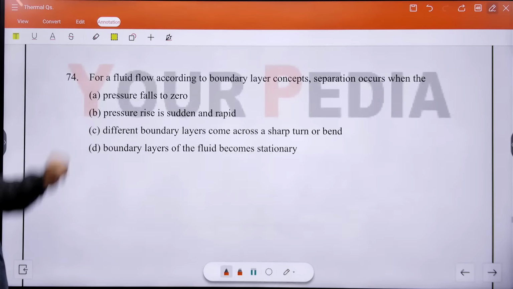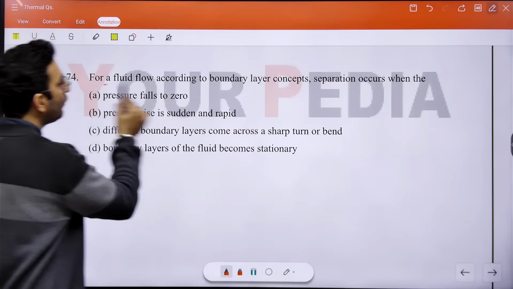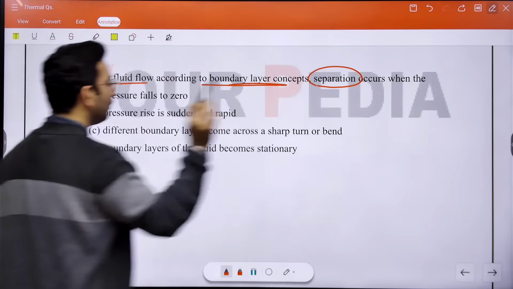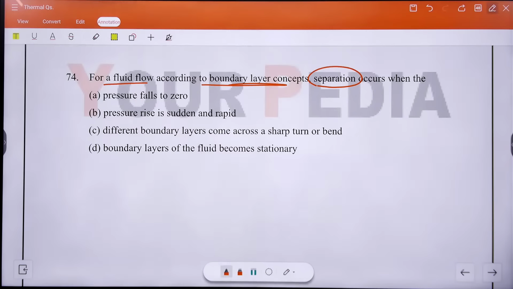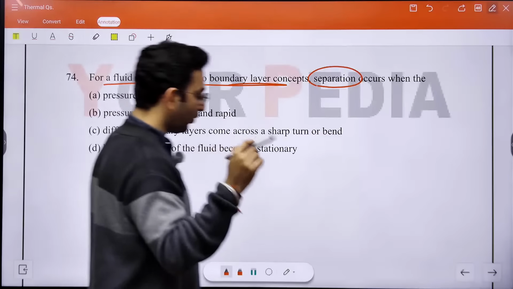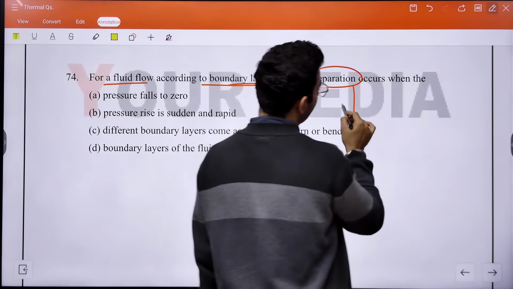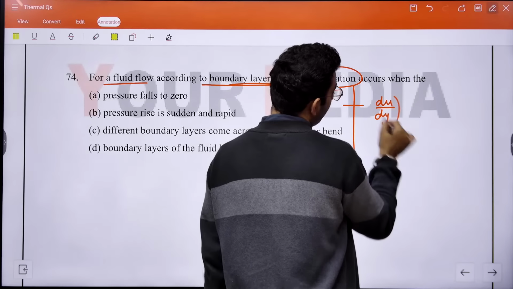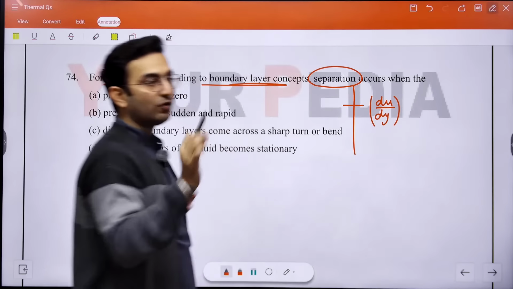Next, for a fluid flow, according to the boundary layer concept, separation is going to occur when the... That is a very important question here, because you have to remember the conditions in the boundary layer separation here. The boundary layer separation can be checked by seeing the value of the velocity gradient.